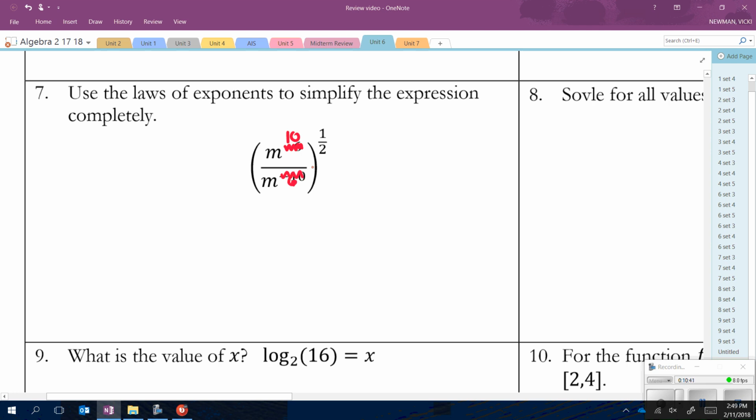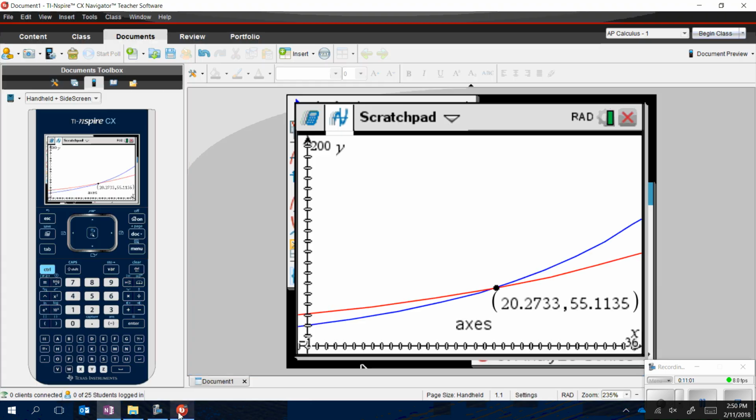I've got 10 on the top, 6 on the bottom, which means I've really got 4 left on top, to the 1/2. Power to a power, you multiply. 4 times 1/2 is 2. m squared. You can test this by storing a value.